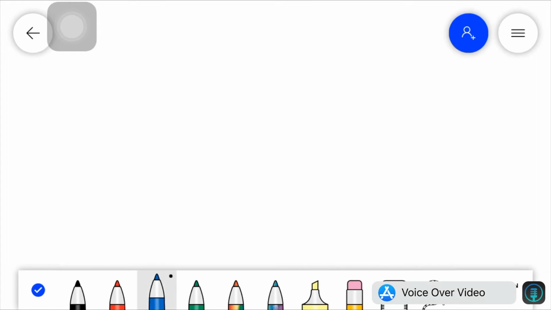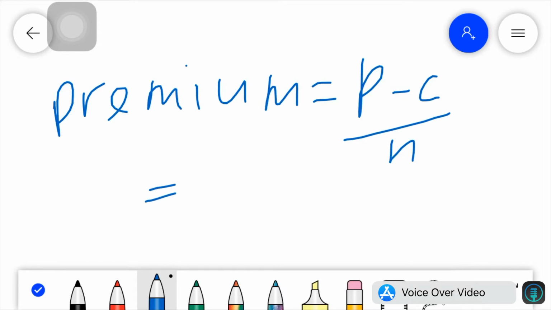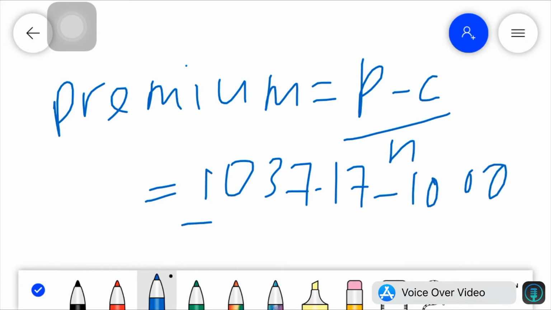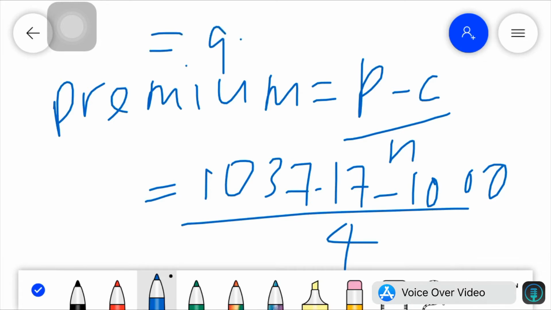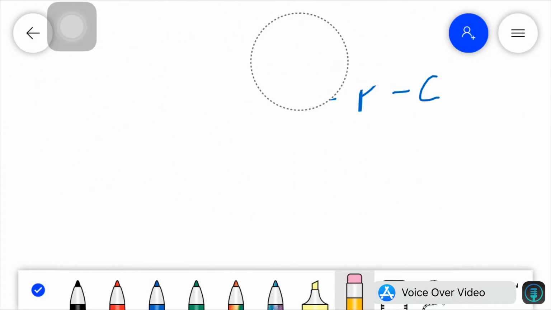We already know that the premium is the same, so we calculate the premium, which is P minus C over N. The P is 1037.17 minus the redemption value, which is 1000, over N, which is 4. So we get the value of the premium, which is 9.2925. This is the only value of premium that we are going to use throughout the calculation.